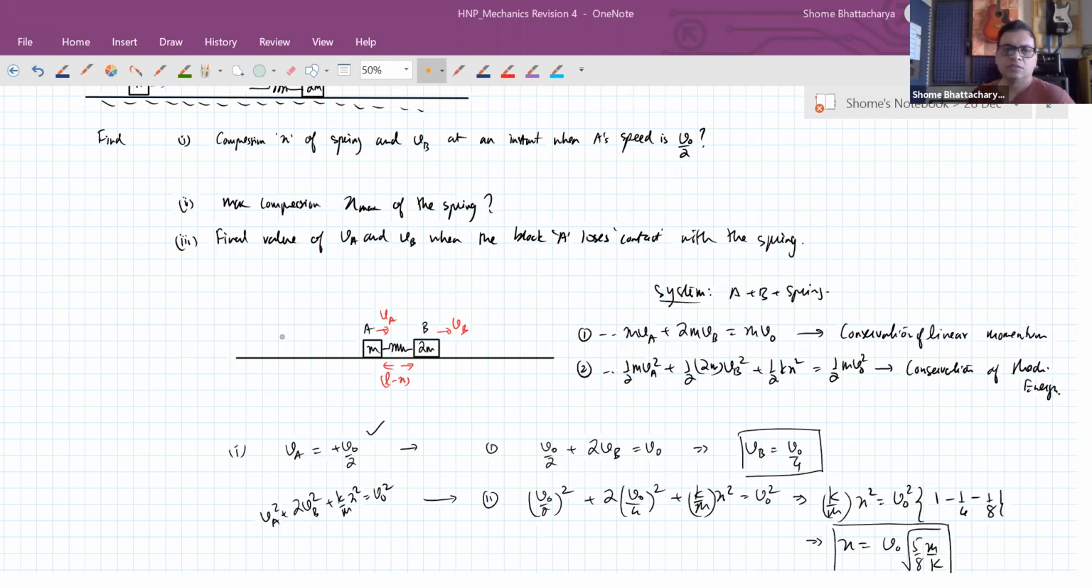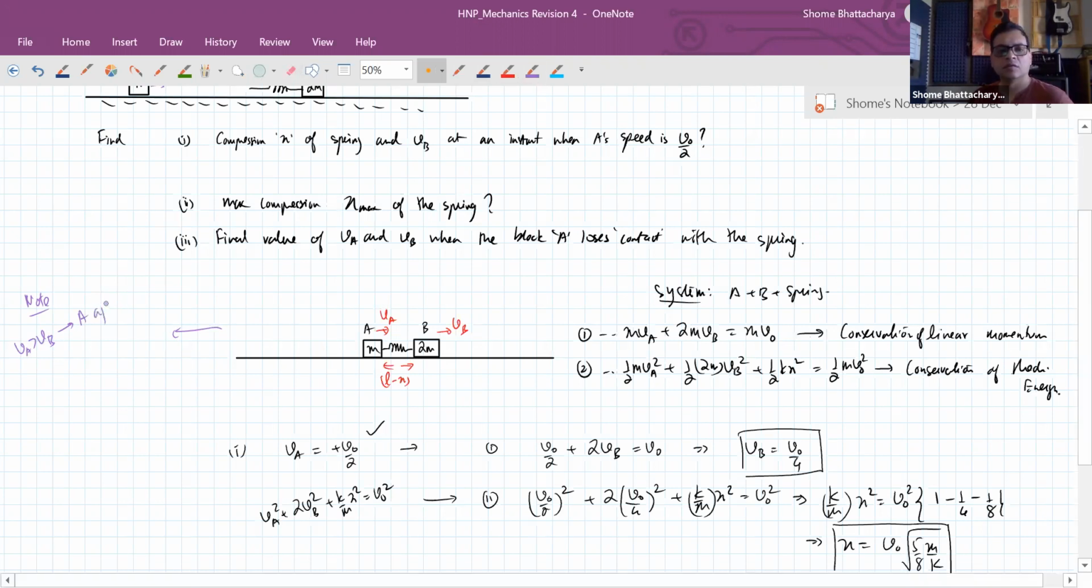Okay, so that's the important thing to pick up over here. You can understand that in this diagram, initially, when VA is greater than VB, A approaches B. A is approaching B, so the spring is compressing, X is increasing.